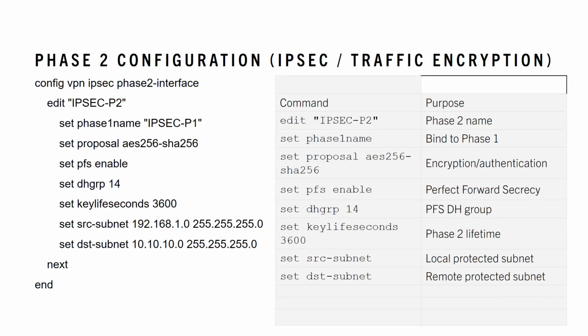Phase 2 configuration encrypts actual data traffic. Edit the IPsec P2 interface. Bind it to Phase 1. Set encryption and authentication proposals. Enable perfect forward secrecy. Define the Diffie-Hellman group, key lifetime, and specify the local and remote subnets. These settings ensure only traffic between defined internal and remote networks is protected by IPsec.